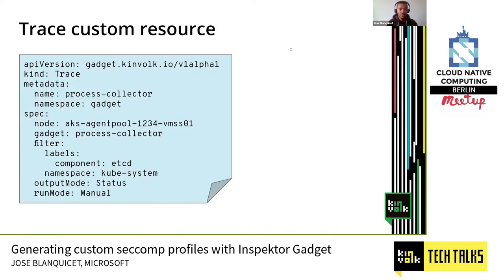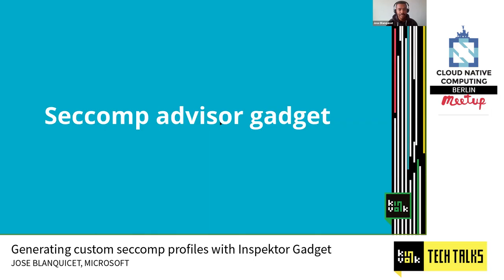But as I said, we also want to provide our users a way to integrate the Inspektor Gadget tools inside the web UI. The web UI will use the trace custom resource, which, as you see, contains more or less the same information that you specify when you are using the command line. You specify the gadget that you want to run, the node, and the filters. A couple of fields are different, but it's more or less the same information.